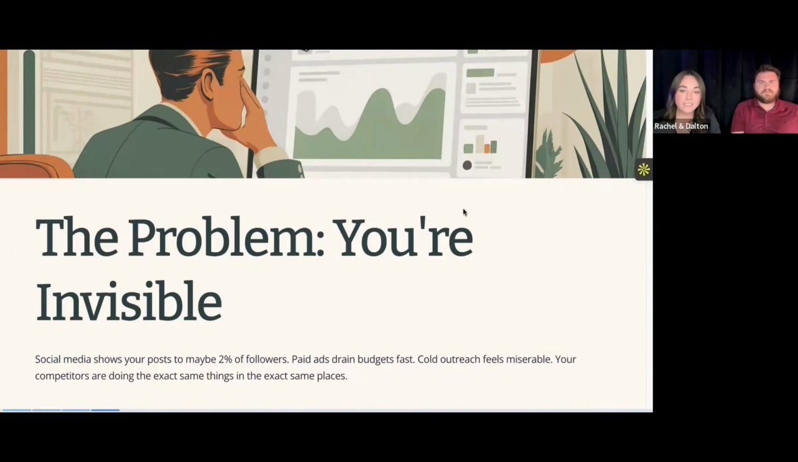And we all know that paid ads drain your budget really fast. Cold outreach is horrible. I mean, who likes to cold call these days, especially when us marketers are picking up the phone calling everybody? So your competitors are doing this same exact thing. You need to think outside the box and think how you can do something a little bit different without having to spend thousands or tens of thousands of dollars to do it.